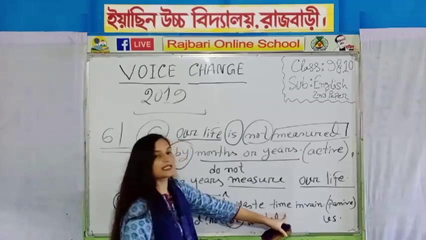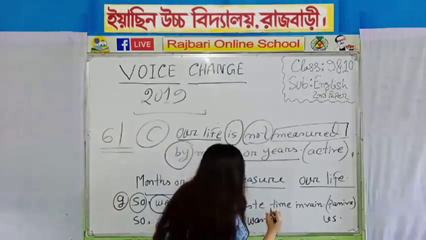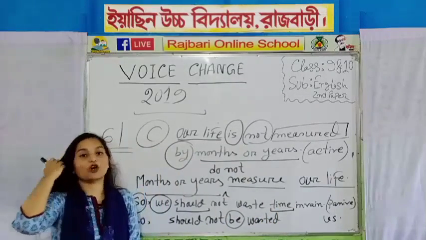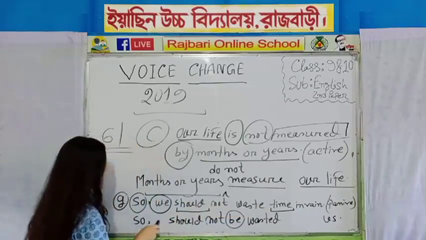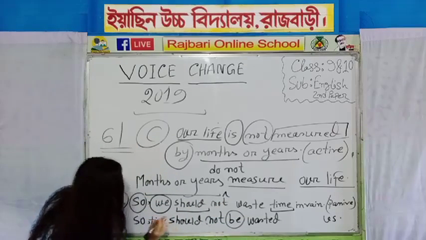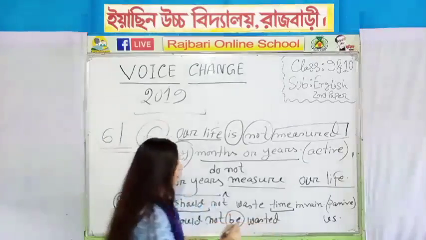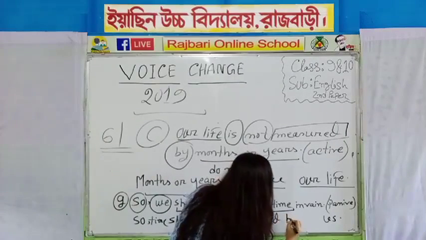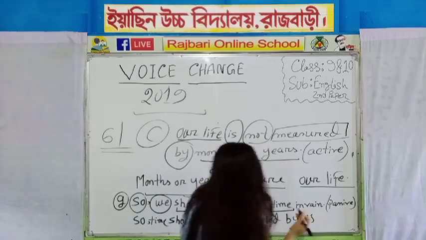Okay, next one is time. Time is what here? Time is the object here, right? And we know that we have to make the object into the subject. So this object will be the subject. So here it will be time. Time should not be wasted, then by. And we can write down us here.